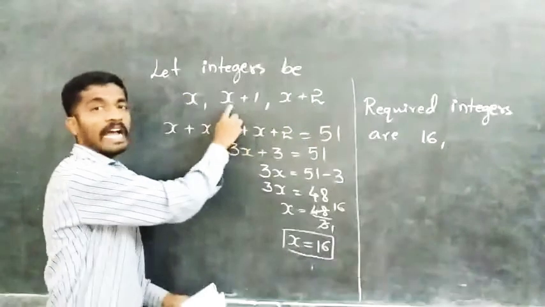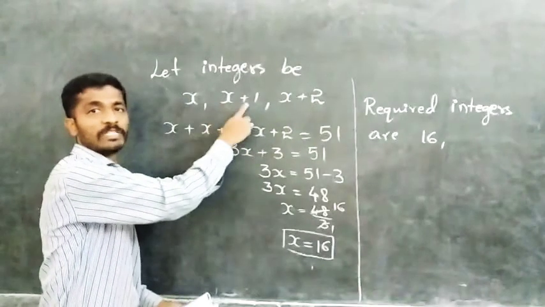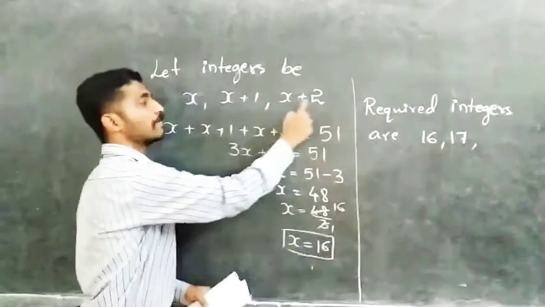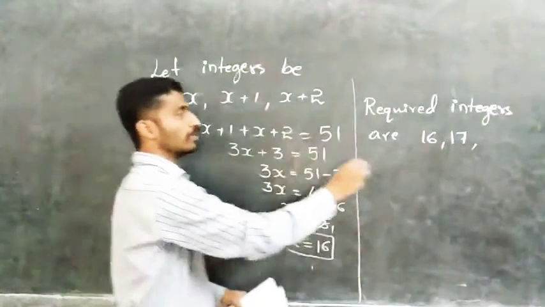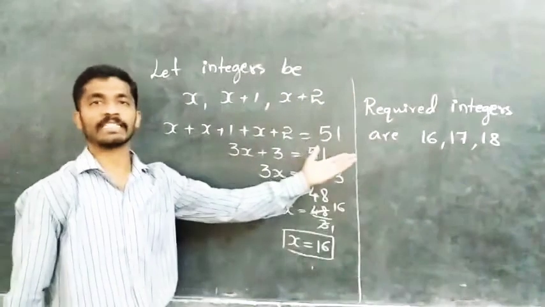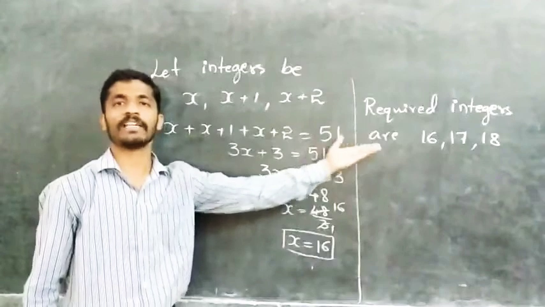For the next, x plus 1 means 16 plus 1. What is that? 17. Next, x plus 2, 16 plus 2, so here we will get 18. So our required integers are 16, 17 and 18.